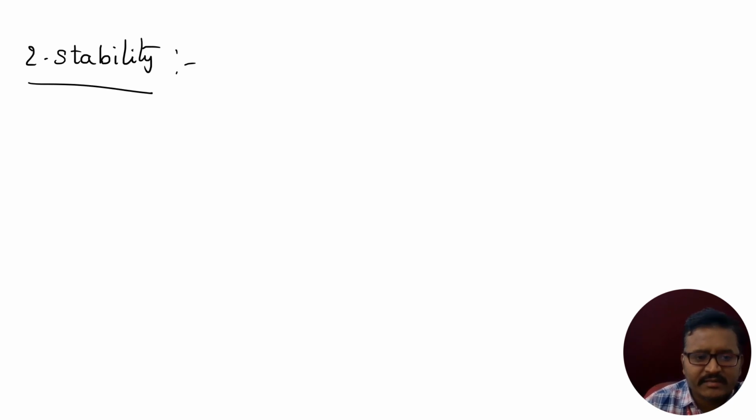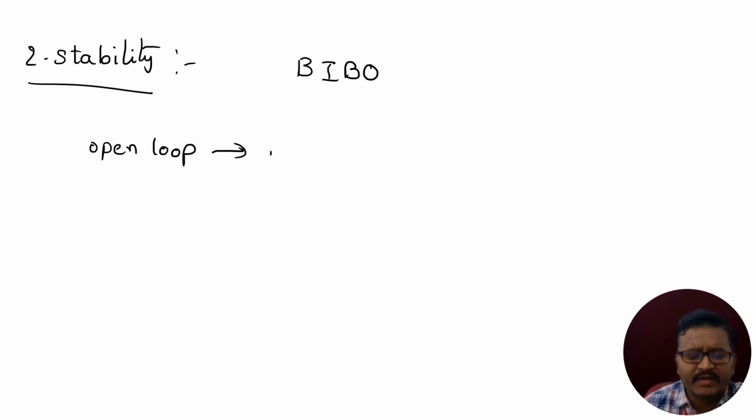Next, another one, stability. Stability means bounded input, bounded output. For a bounded input we expect a bounded output. Since we don't have any feedback connection in an open loop system, there is no problem with respect to stability in open loop.